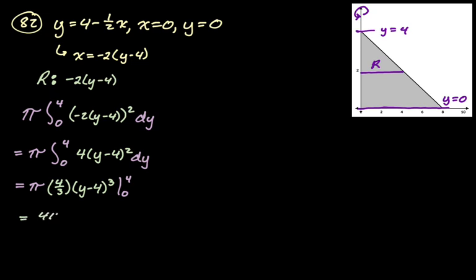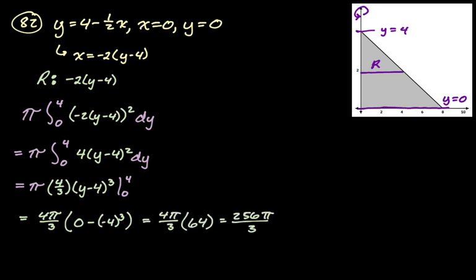So we get 4 pi over 3, and then we plug in 4, and you actually just get 0, and then minus, when you plug in 0, you get -4 cubed. So we have minus -4 cubed. So we have minus -64. So we have 4 pi over 3 times 64, which is 256 pi over 3.